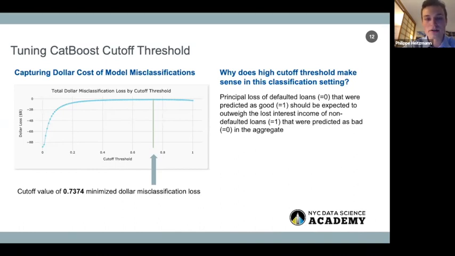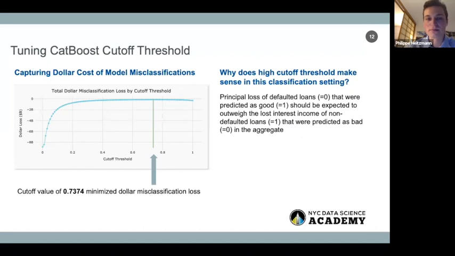Once you have that prediction probability, the model turns it into a prediction by seeing whether or not it's above or below a certain cutoff threshold that you give it. So really, tuning that cutoff threshold, especially in problems where you have large class imbalances, is very important. And in this case, the way that I thought about best tuning this would be to look at the total misclassification dollar loss for each cutoff threshold, and seeing how that trended across different thresholds.